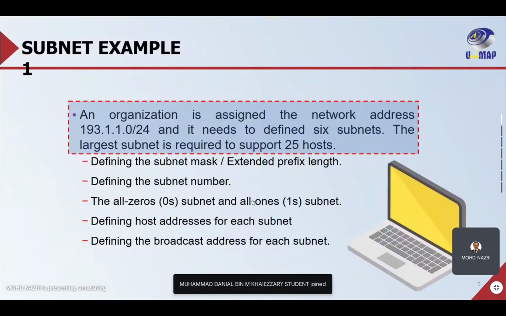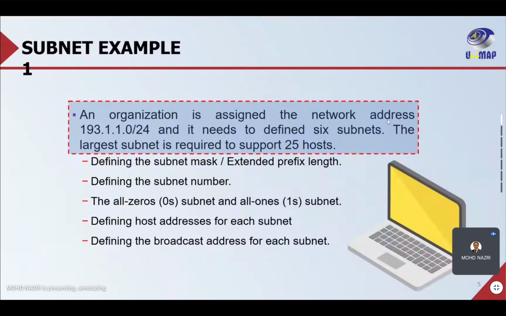Okay. So for example, an organization is assigned the network address 193.1.1.0/24. This is a global IP address, and it needs to define 6 subnets. The largest subnet is required to support 24 hosts.